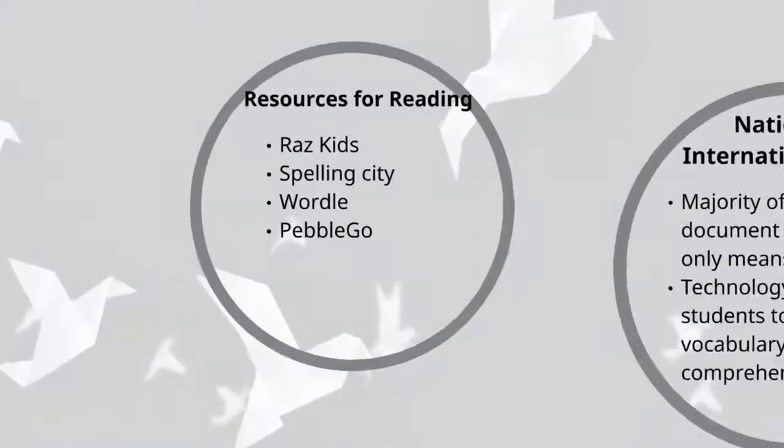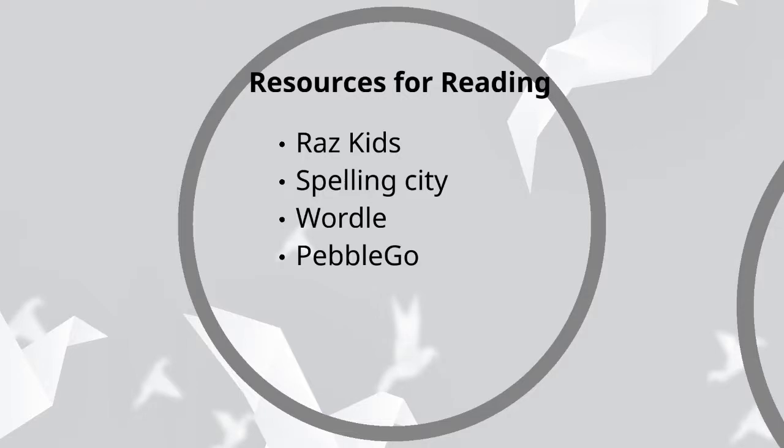What resources can we use for reading? Raz Kids is an online resource we can use to read to students or allow them to read independently online and take comprehension quizzes. Pebble Go is a resource that can be used for online research and further development of topics. Spelling City can be used for practice of spelling words. And lastly, Wordle can be used to create graphic models and word clouds to associate vocabulary. There are a plethora of reading resources that can be found online.